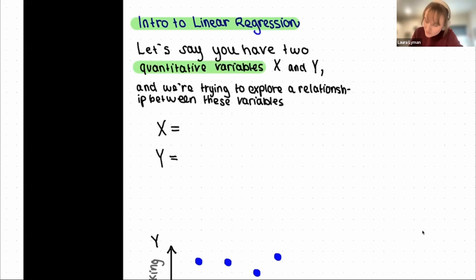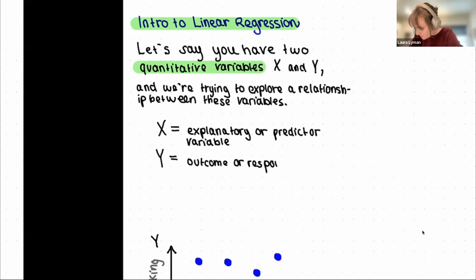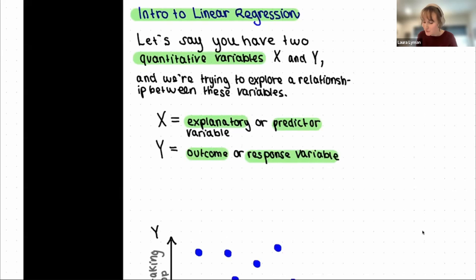I'm going to call X our explanatory or predictor variable. And I'll refer to Y as our outcome or response variable. Now, in practice, how do you know which variables are explanatory or which ones are the response? Well, you don't. You ultimately have to decide based on the context of the problem that you're examining, rather than mathematically assigning a label to one or another.